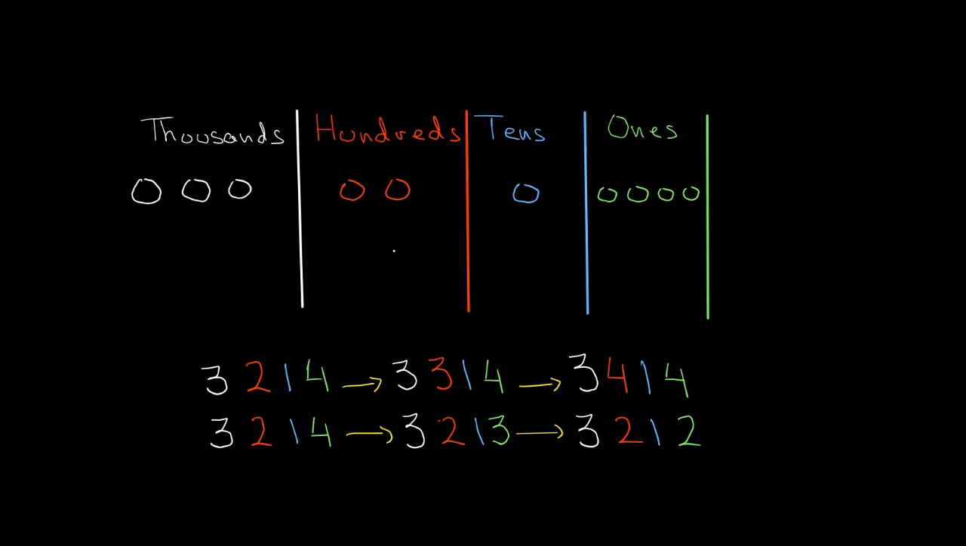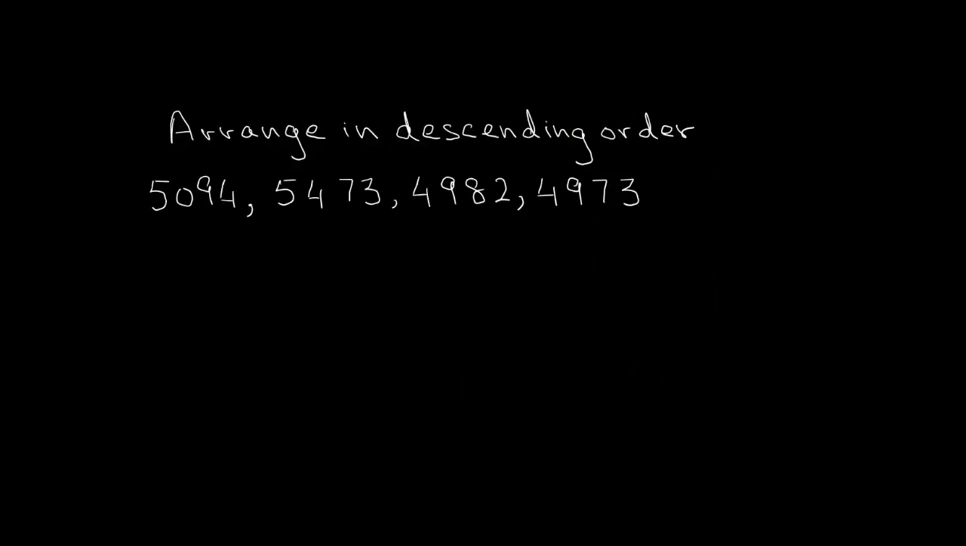Okay, so now just the last thing. Let's say we have these four numbers and we want to arrange them in descending order. So what do I mean by descending order? What I mean is put the largest first and then put the next largest and the next one and so on and so forth. So out of these four numbers, which one is the largest?